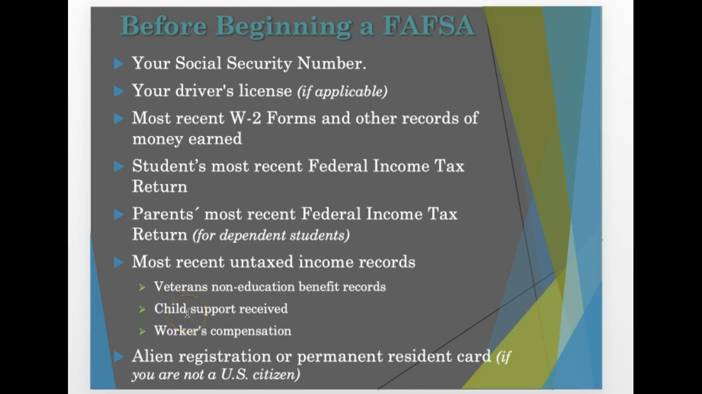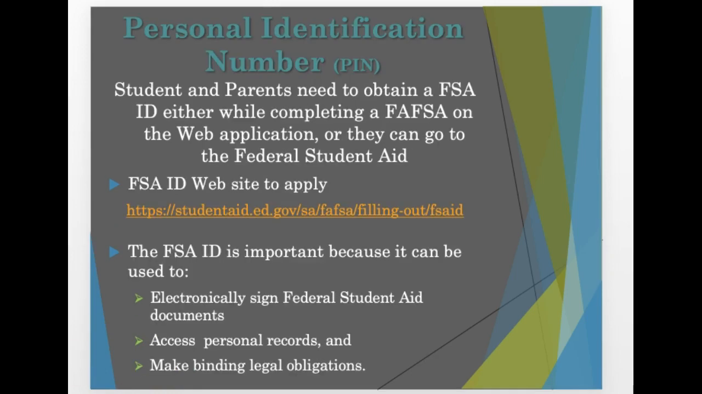If you are a non-US citizen, your alien registration card or your permanent resident card will be important to have. You will be asked to have a personal identification number, a PIN number. Students and parents need to obtain an FSA ID either while they're completing the FAFSA on the web application, or they can go to the Federal Student Aid website. You can see this website right here is where you would go to obtain your PIN. Your FAFSA will direct you there. This is what you use to electronically sign all of your federal student aid documents and access your records. It makes everything legal, so you will need a federal PIN number. I always recommend to parents and students to create a password list. You're going to have a lot of different passwords.